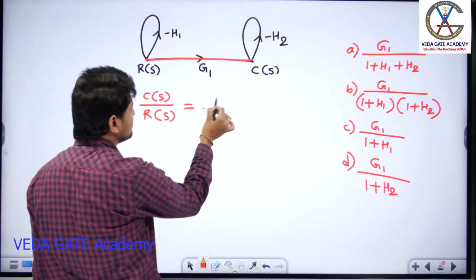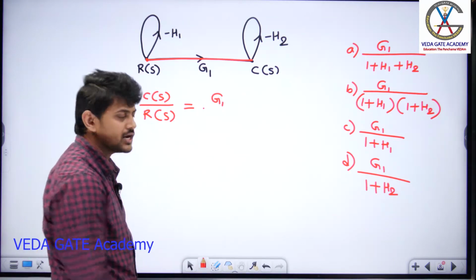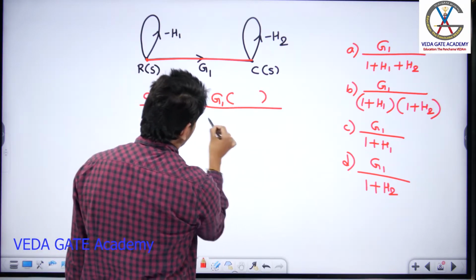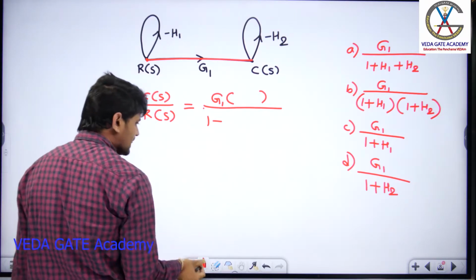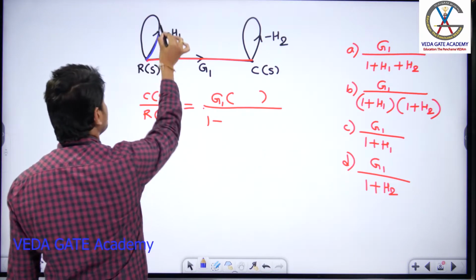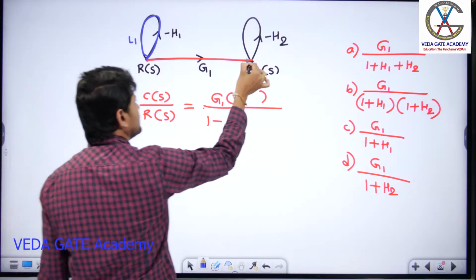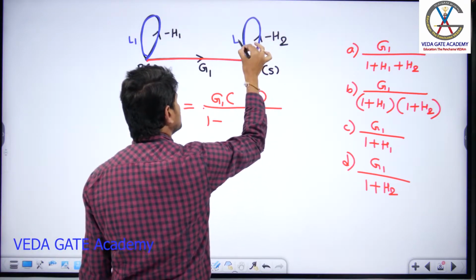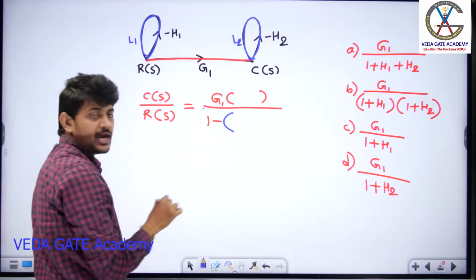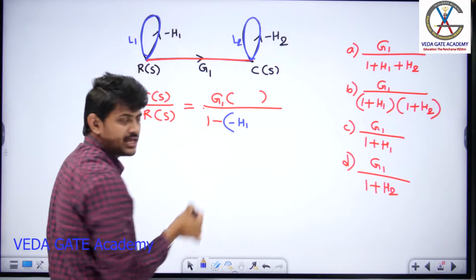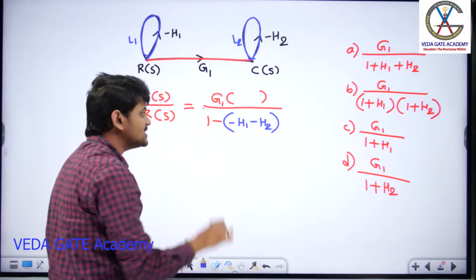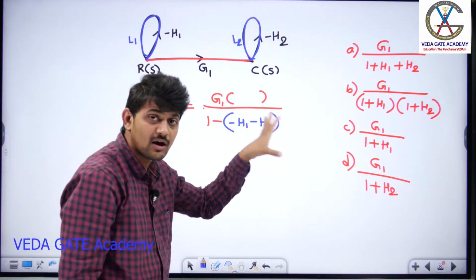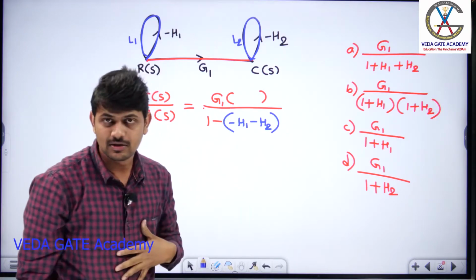Can you tell me what is the gain of this forward path, guys? G1. P1 into delta 1, divided by delta, where delta is 1 minus the loop gains. How many loops are there in this question? I can say this is one loop. Yes or no? This is one loop, L1, and this is the second loop, L2. So 1 minus loop gain. What is the gain of the first loop? L1 is minus H1. What is the gain of the second loop? Minus H2. After that, students often do not bother about the two non-touching combinations.